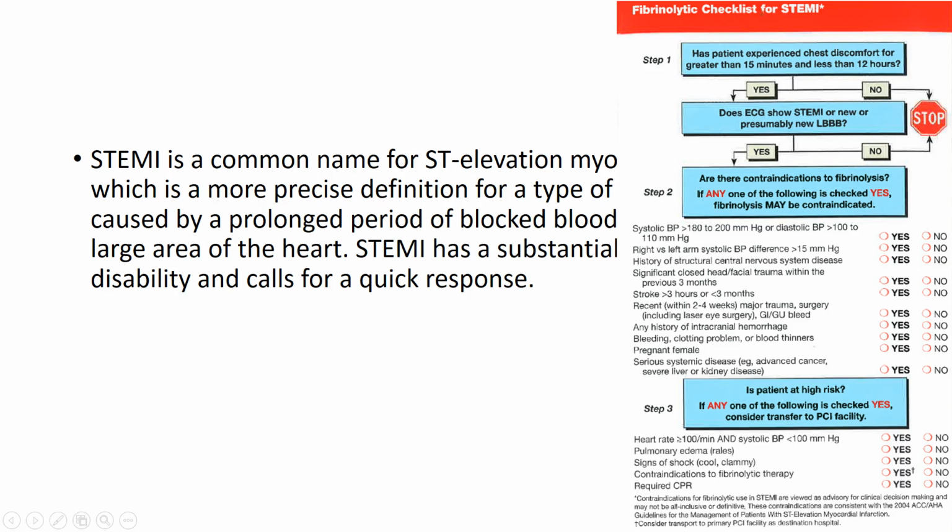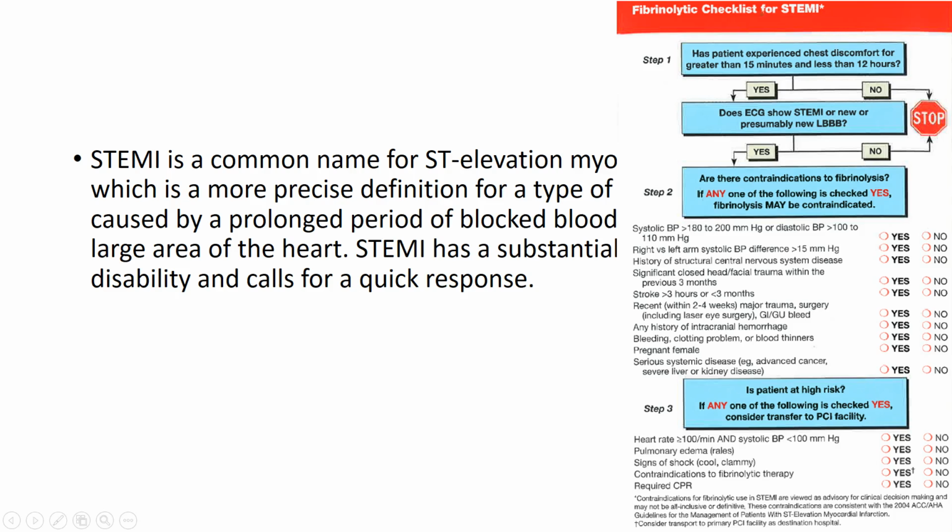All right, what about right versus left arm systolic blood pressure difference, greater than 15 millimeters mercury? So basically, if one of their arms has higher blood pressure than the other one, something weird's going on, okay? That it's probably not what we think it is. So stop there if the answer is yes. Next is a history of structural central nervous system disease. Okay, if they got something weird going on there, like maybe a berry aneurysm or something like that, probably want to say stop there. Significant closed head facial trauma within the previous 3 months. So if they've been hit in the head with a baseball bat or had a car accident where they bashed their head in or something, probably can't do it there.